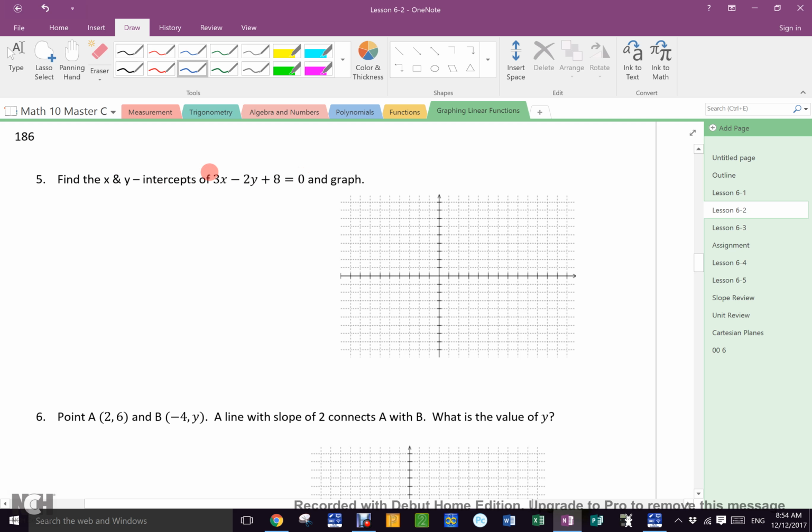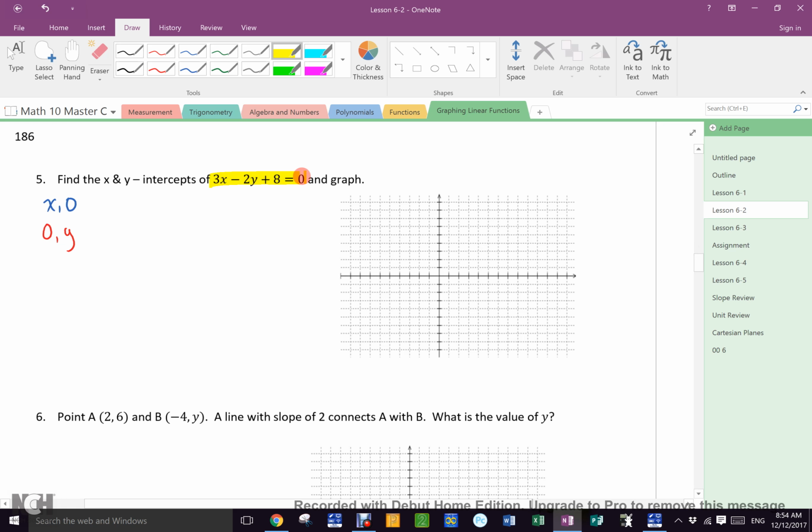X and Y intercepts, just to remind you. What is every x-intercept? X, 0. What is every y-intercept? 0, y. What do I have there? Do I have x's and y's? So can I do this?